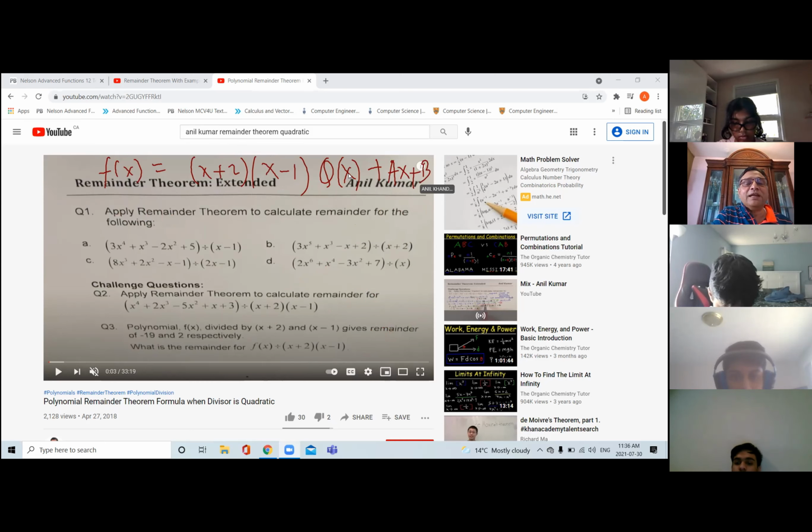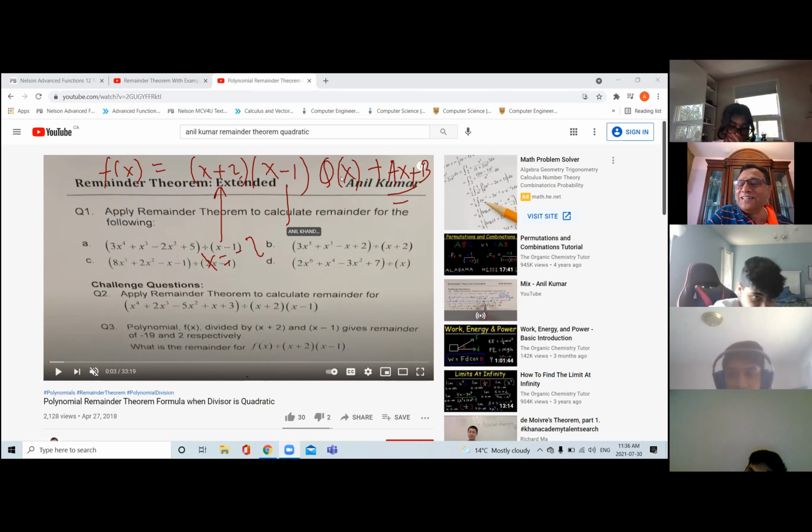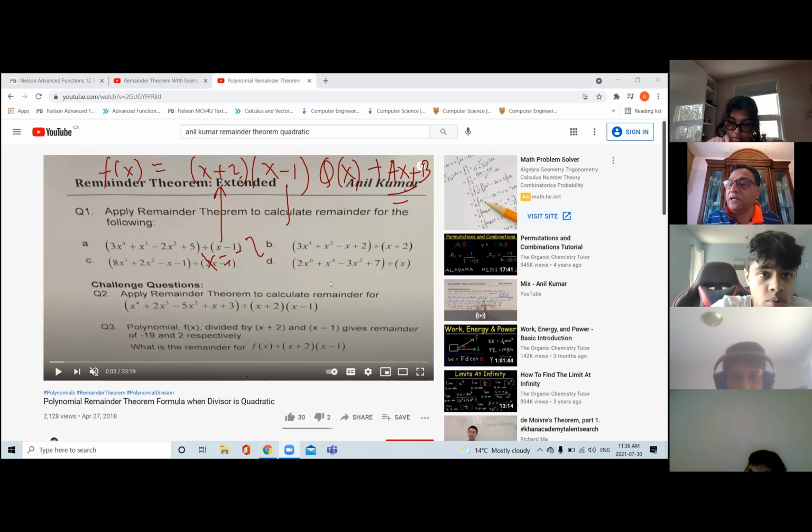Now, if I put x equals minus 2, this is 0. So I get the remainder minus 2a plus b. If I put 1, this is again 0. So I then get a plus b. So these questions help us to understand better.